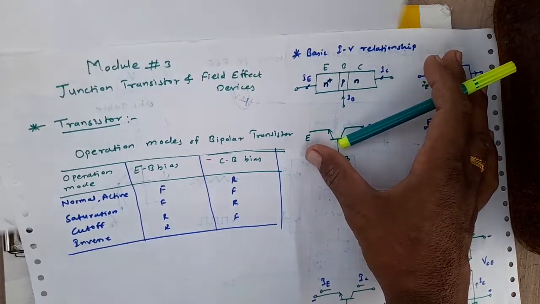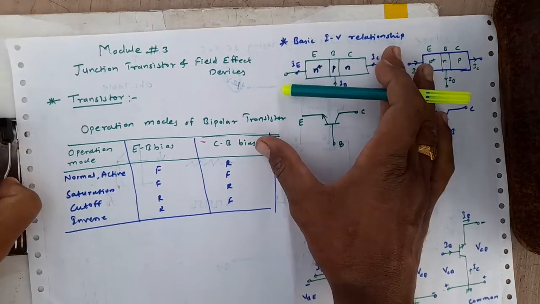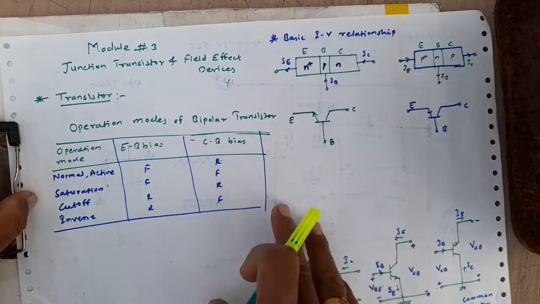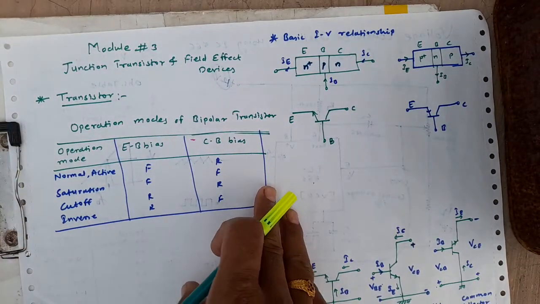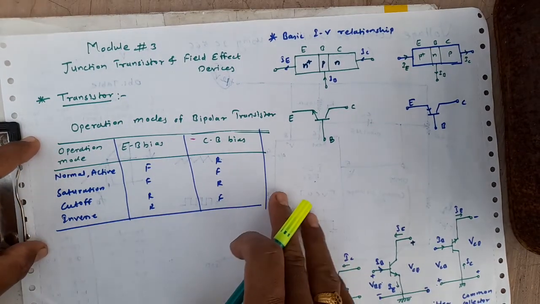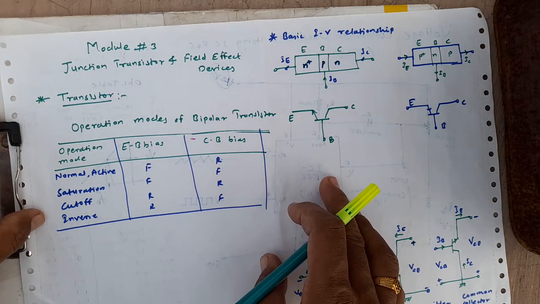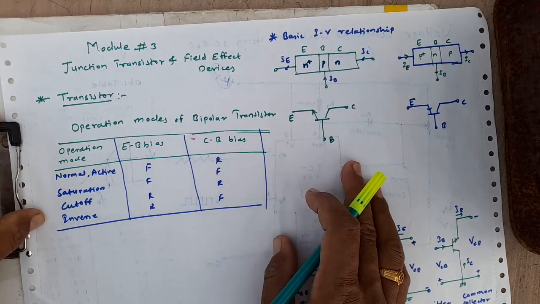New module number 3, that is junction, transistor and field effect devices. So let us start with what is meant by the transistor, and we'll see the details regarding the transistor, how it is formed and other phenomena of its working principle.